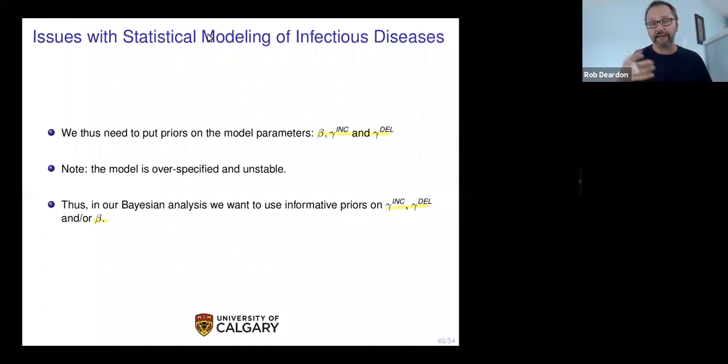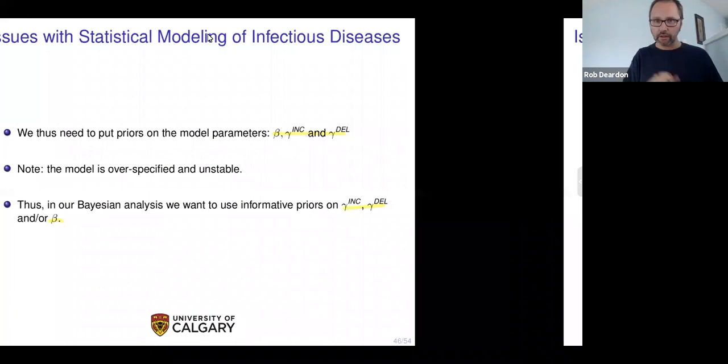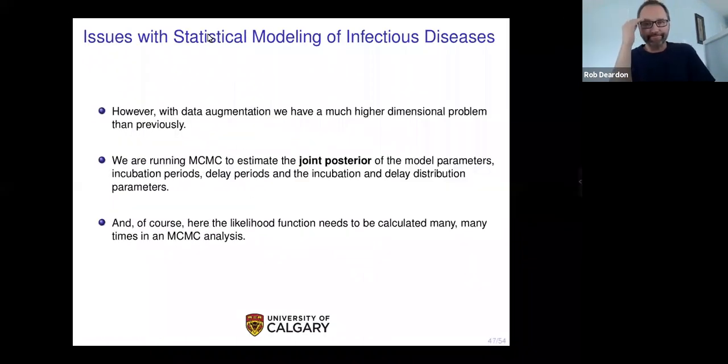And this is a very common thing in Bayesian analysis, where you can use overspecified models and then use your prior to tie them down to something reasonable. Okay. The downside, of course, is that with the data augmentation, and you can argue I've got a much more realistic view of my data now, I've got a much higher dimensional problem.